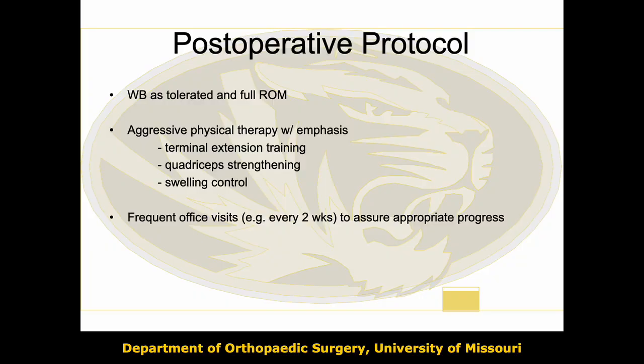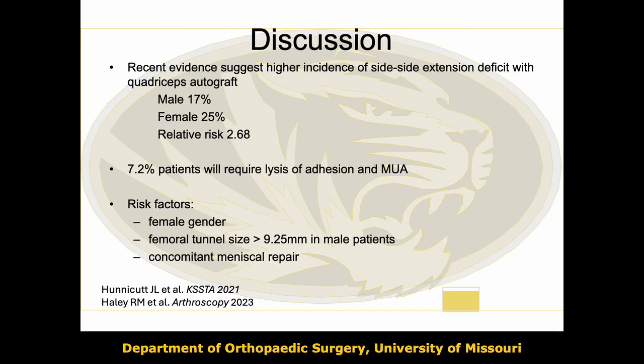Post-operatively, the patient can weight bear as tolerated without any restrictions on range of motion. We advise the patient to undergo aggressive physical therapy with emphasis on terminal extension training and quadriceps strengthening as well as swelling control. We also follow up these patients more frequently with an interval of 2 weeks for the first 2 months to assure appropriate progress was being made.